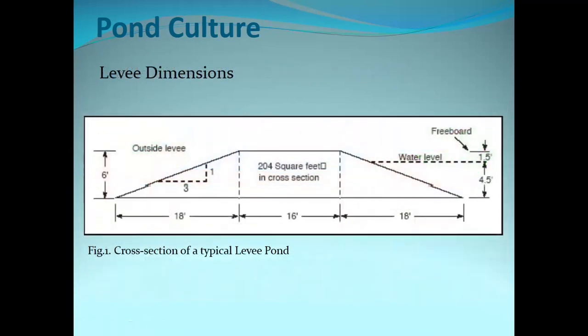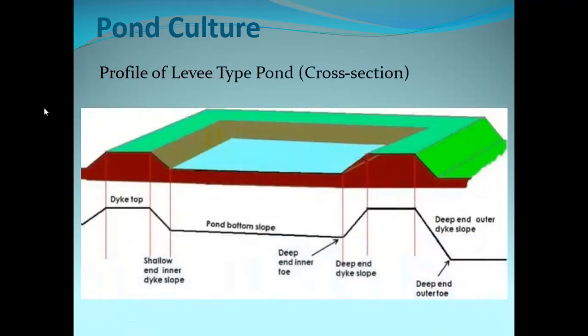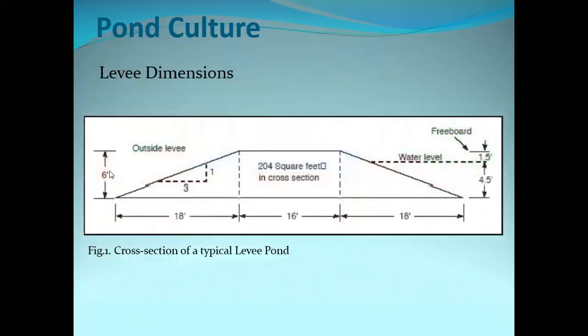So this is a cross-sectional area of a levee type pond again. This dike we see in here, this line diagram, gives us some dimensions of the dike.